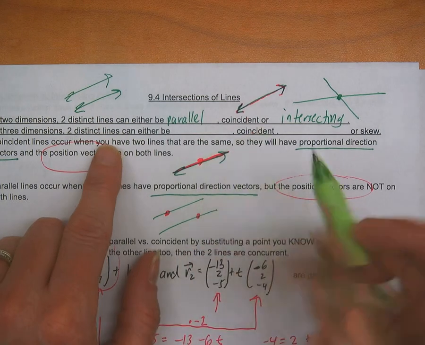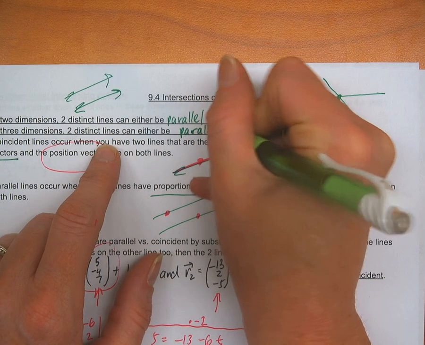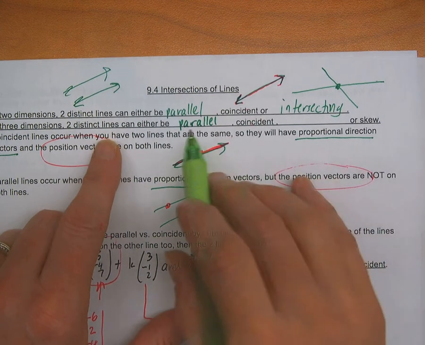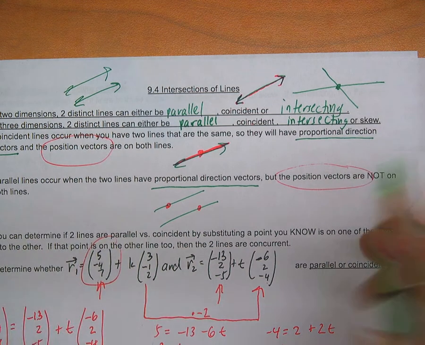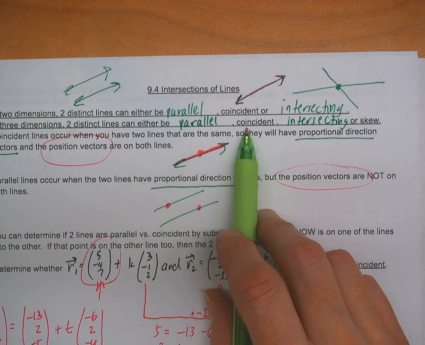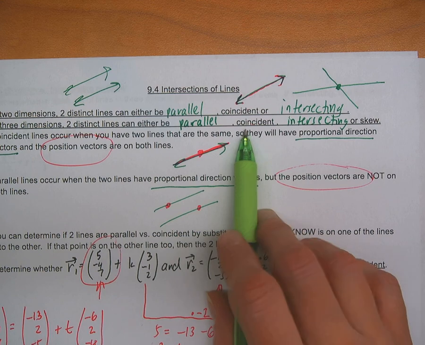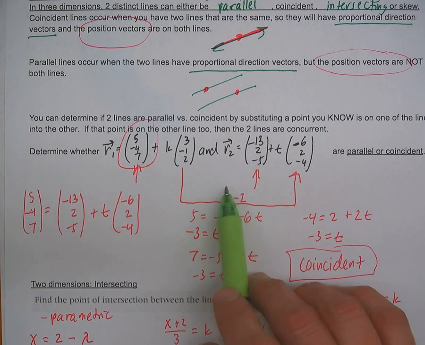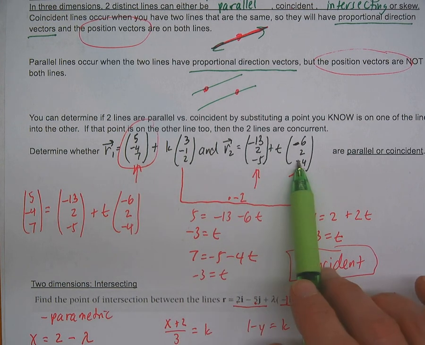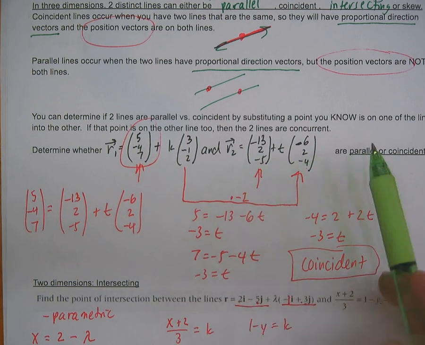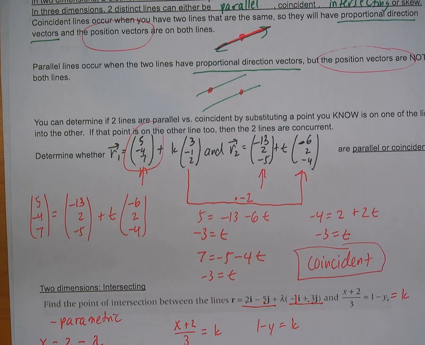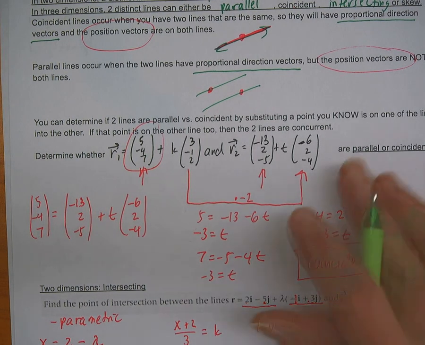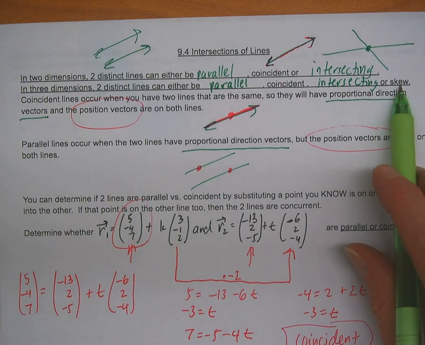For 3 dimensions, two distinct lines can either be parallel, coincident, intersecting, or skew. Parallel and coincident, the way you deal with that in 3 dimensions is the same as you deal with it in 2 dimensions. In fact, our example was in 3 dimensions. You see if their direction vectors are proportional, and then you see if this point is on this line or if this point is on this line. If it is, then they're coincident. If not, then they're parallel.